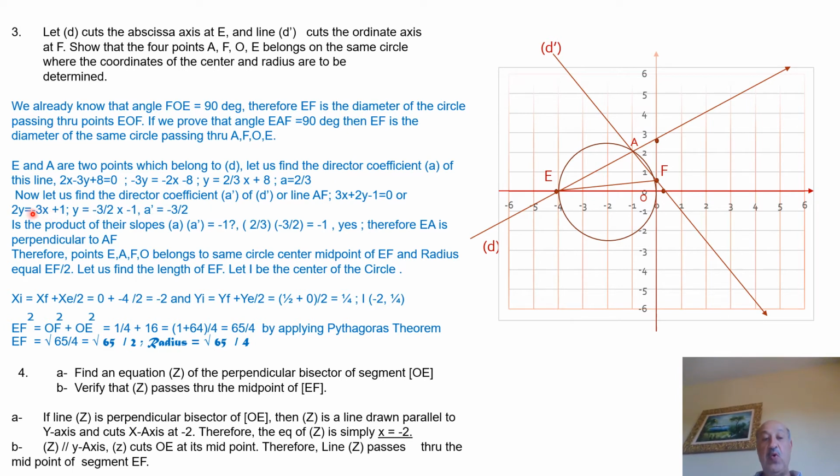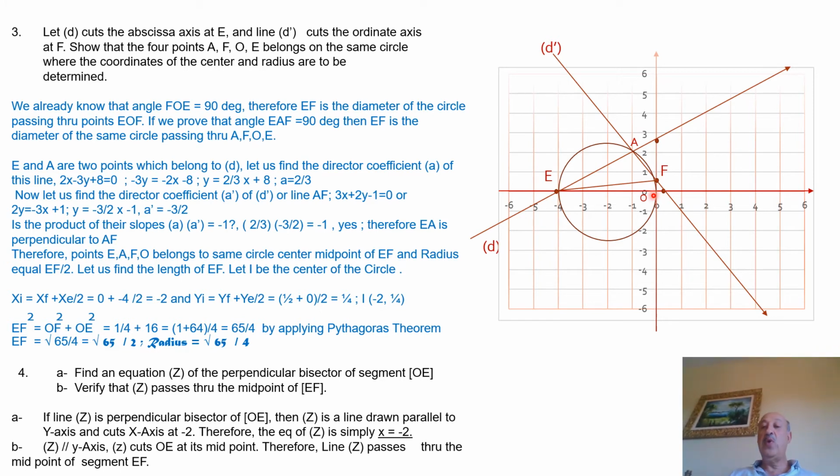Same way we do for line D prime. A prime is equal to minus 3 over 2. Is the product of 2 over 3 times minus 3 over 2 equal to minus 1? Yes. Therefore, EAF is 90 degrees, which means that D and D prime are perpendicular. Hence, the circle of diameter EF will pass through A, E, F, and O.